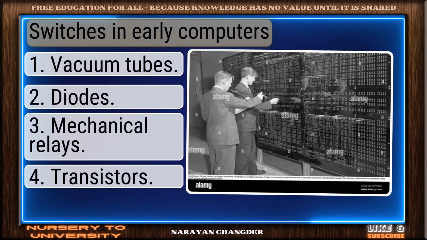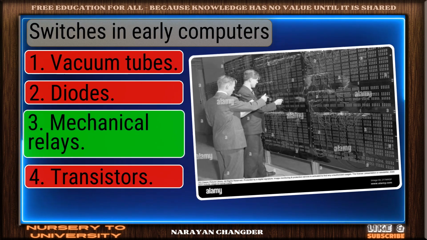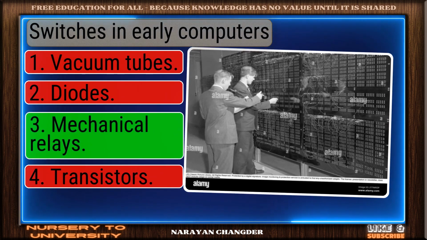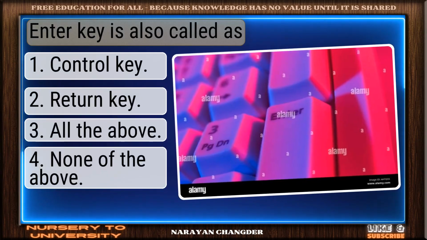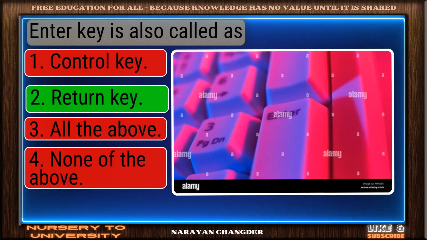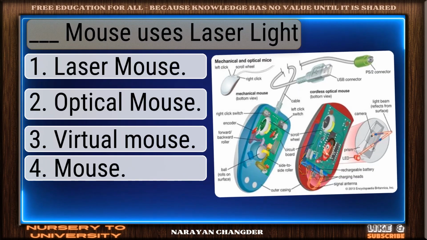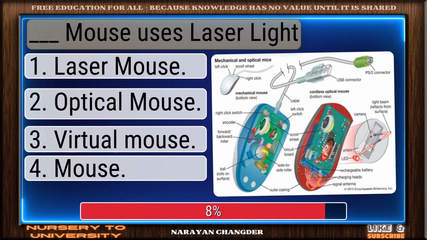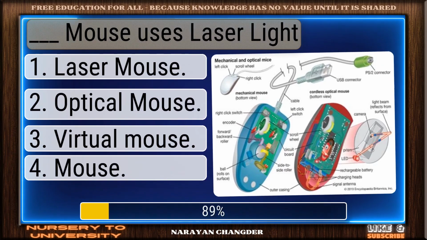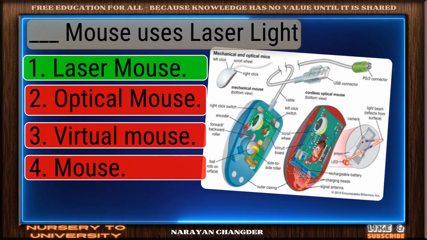Switches in early computers. Nicely done. Mechanical relays is solid. Enter key is also called as. Exactly. Return key makes sense. Dash mouse uses laser light. Solid response. Laser mouse is valid.